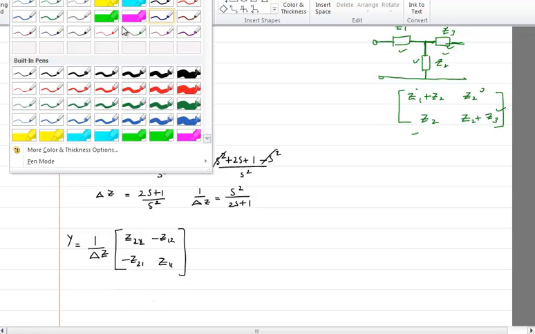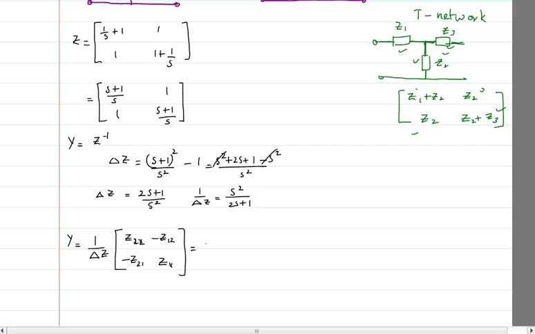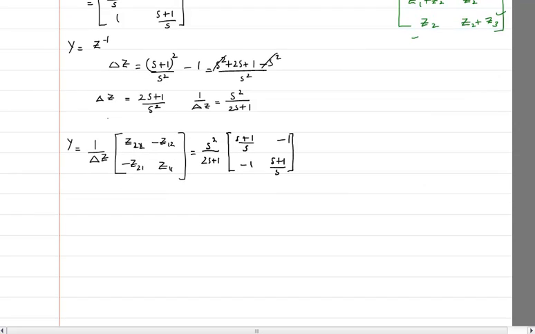Now here, if I am going to substitute the value, I will get 1 by delta z is s square divided by (2s plus 1), and so z22 is going to be (s plus 1) by s. This is going to be minus 1, minus 1, and this is going to be (s plus 1) by s. Correct? So this is now y dash because it is belonging to the first network. So I can write directly y dash as, now I will multiply what is outside and I will get (s square plus s) divided by (2s plus 1).